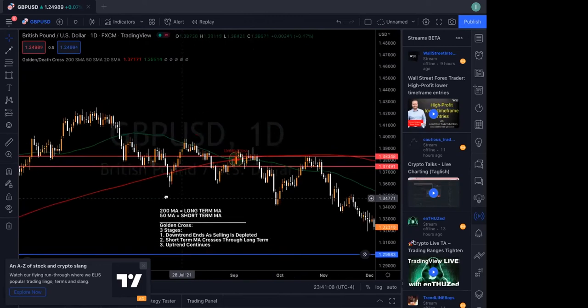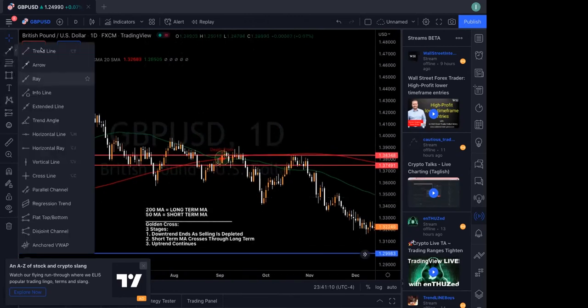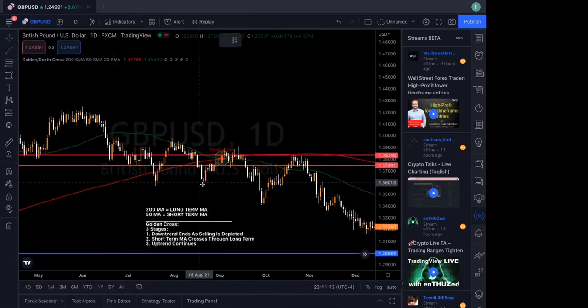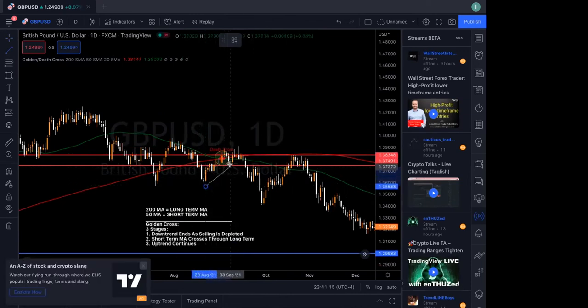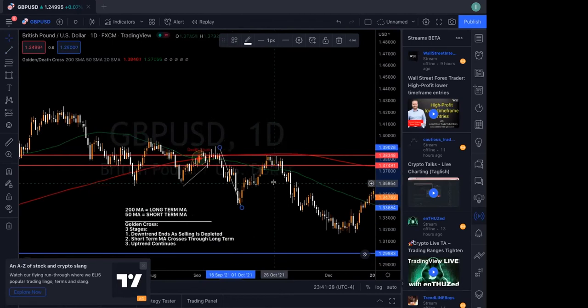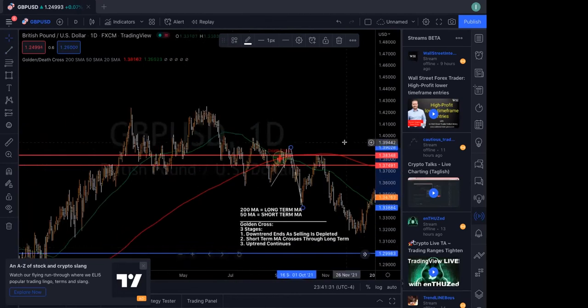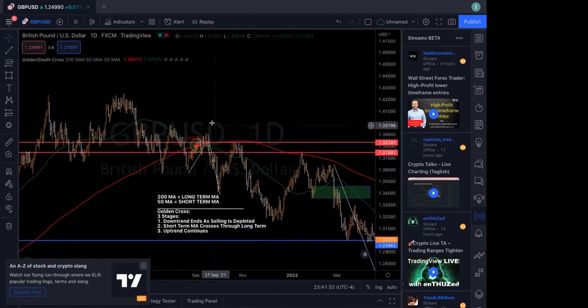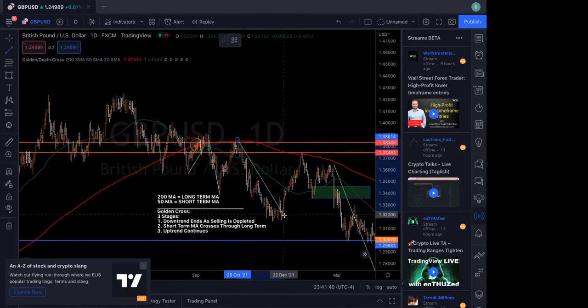So if you look, you got this small uptrend right here. Then you got your downtrends, and eventually you'll still be selling this pair all the way down.